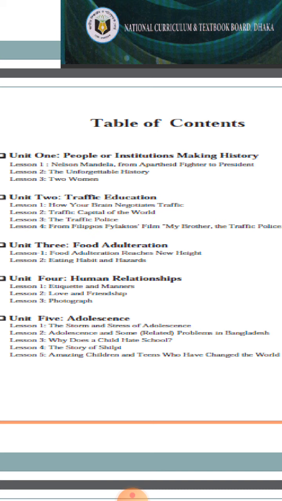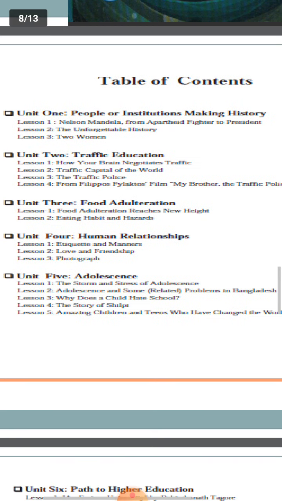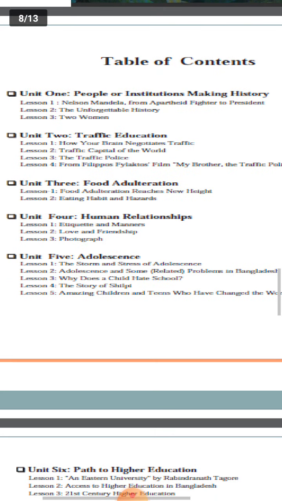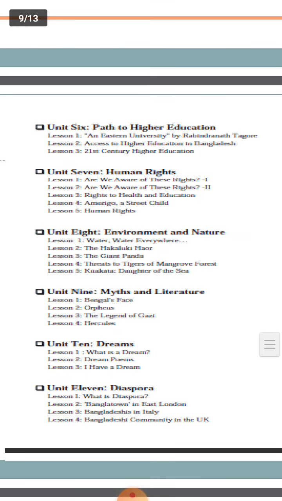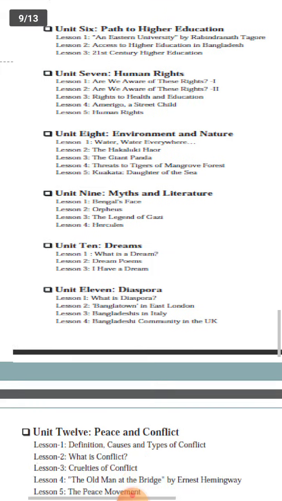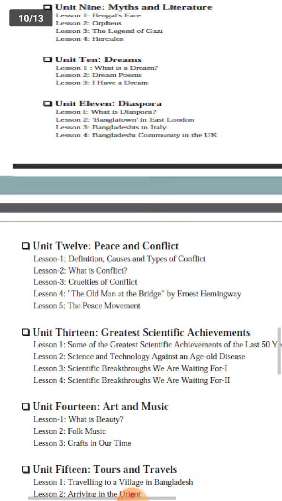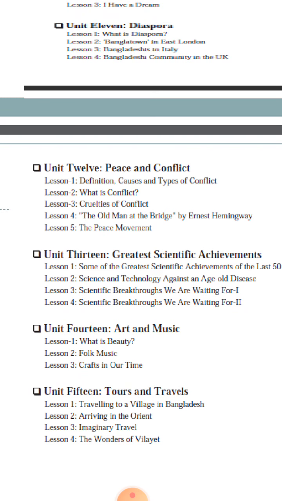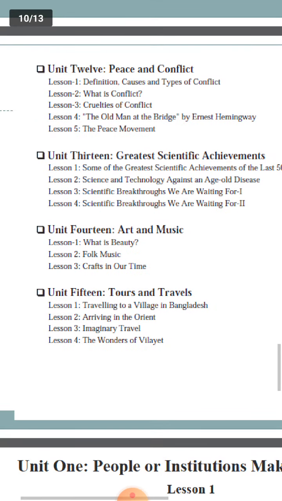I'm glad to let you learn that after the table of contents, we will start reading the very first unit, people and institutions making history. Next, unit 2, traffic education. Unit 3, food adulteration. Unit 4 Human Relationships, Unit 5 Adolescence, Unit 6 Path to Higher Education, Unit 7 Human Rights, Unit 8 Environment and Nature, Unit 9 Myths and Literature, Unit 10 Dreams, Unit 11 Diaspora, Unit 12 Peace and Conflict, Unit 13 Greatest Scientific Achievements, Unit 14 Art and Music, and Unit 15 Tours and Travels.